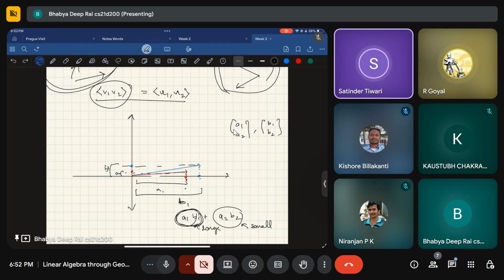So I have a little issue here: what will be the length of the blue line and what will be the length of the red line, number one? And will the product of the blue line and the red line be the same as the value a1b1 plus a2b2? Clearly, the value of a1b1 plus a2b2 would be equal to, because there is a relation between a1b1 and this blue line.